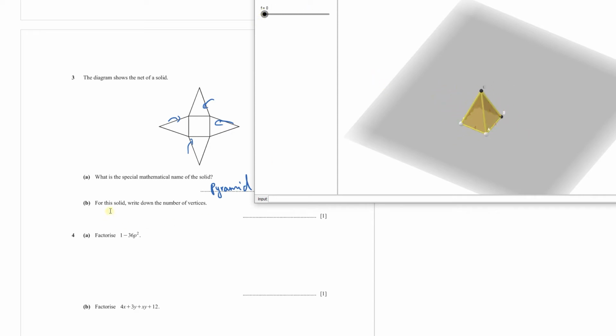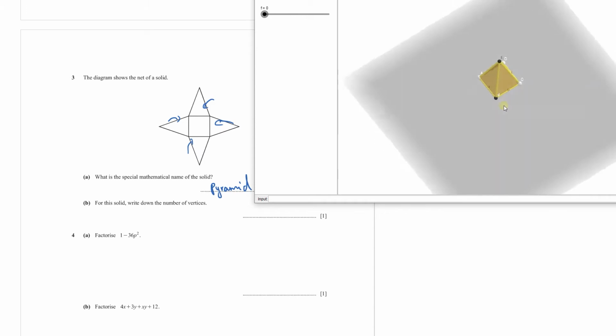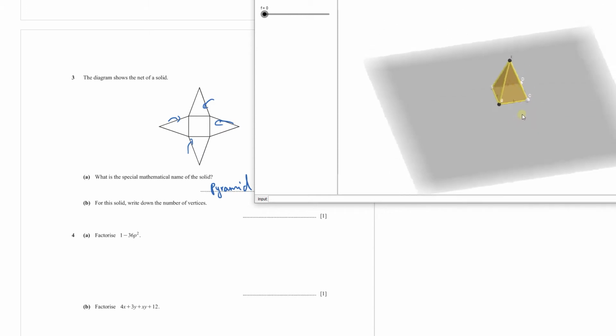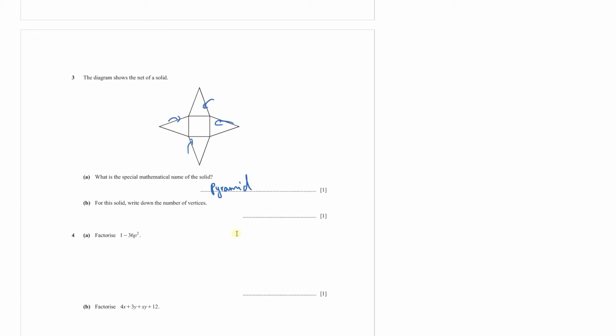The next part is: for the solid, write down the number of vertices. So you have 4 on the base, and once you fold these triangles up into a 3D shape, you get this point on the top. So you have these 4 vertices on the base, A, B, C, and then D here. And then the fifth vertex is this one on the top. So you have a total of 5 vertices. So your answer here will be 5.